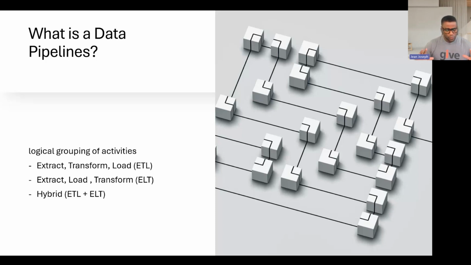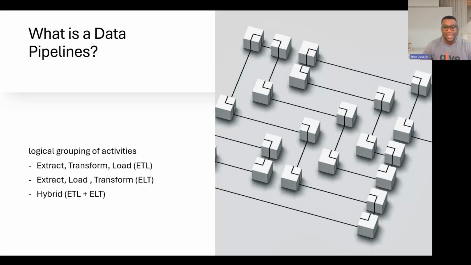So now, a data pipeline is a logical grouping of different steps, either in series or parallel, that allow you to perform different kinds of tasks: ingest that data, transform it, and store that data.